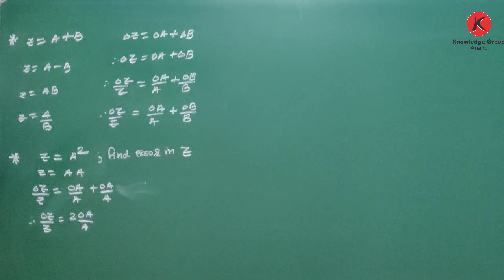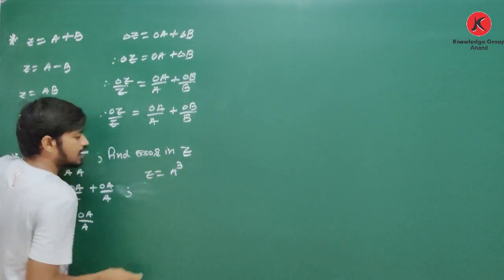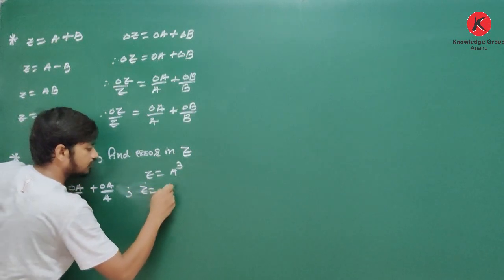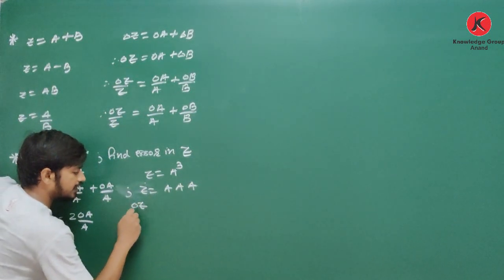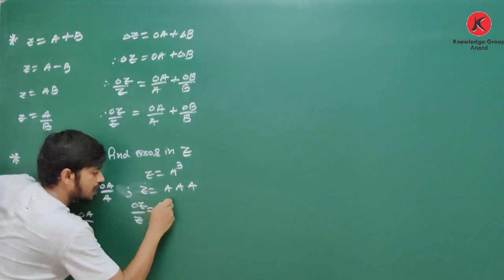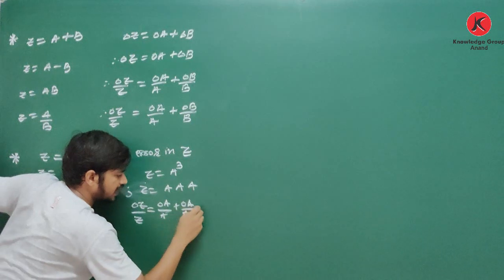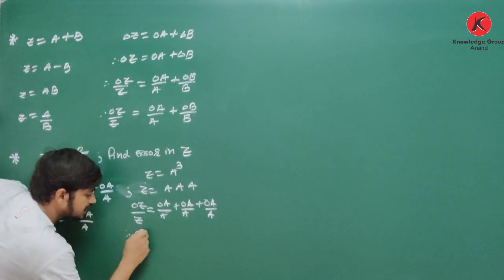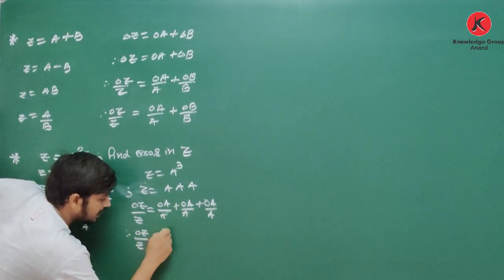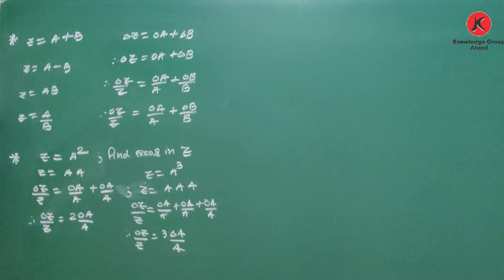Clear about this? If I have z is equal to a cube, then how to write? z is equal to a into a into a. So relative error in z, delta z upon z, is equal to delta A upon A plus delta A upon A plus delta A upon A. So therefore delta z upon z is 3 delta A upon A. Clear about this?